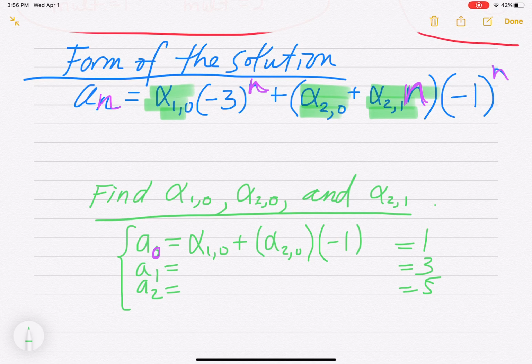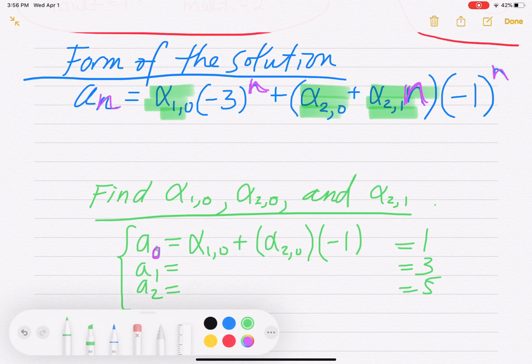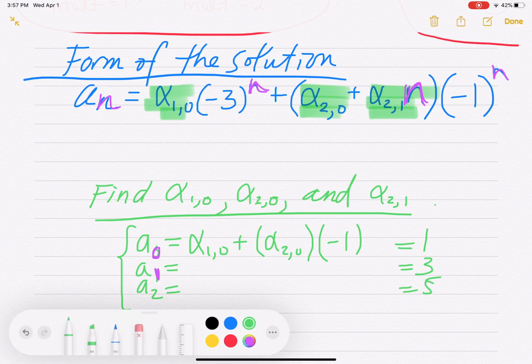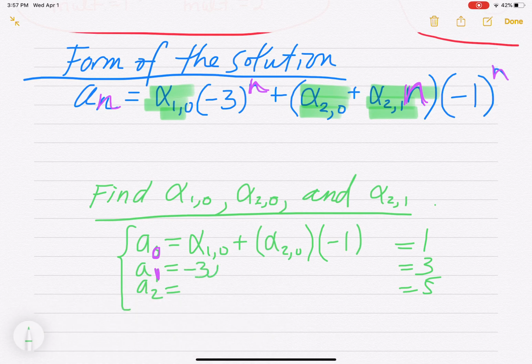Second equation, a sub 1. I'm going to plug in a 1 in place of the n's. What do I get? I get negative 3 to the 1 power, which gives me negative 3, so I'm going to have negative 3 alpha 1,0 plus parentheses alpha 2,0. Now I'm going to plug a 1 into the n after the alpha 2,1. It's just going to give me 1 times alpha 2,1. In other words, alpha 2,1.